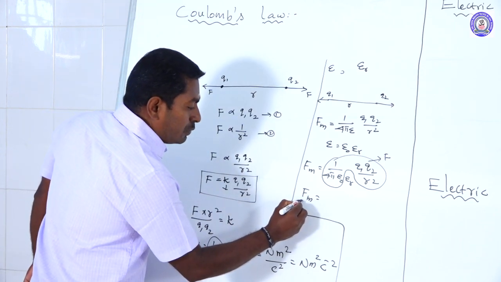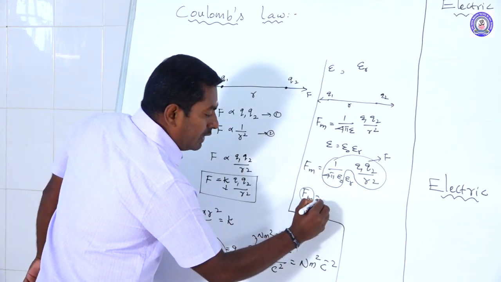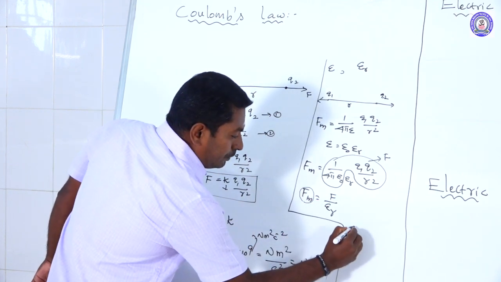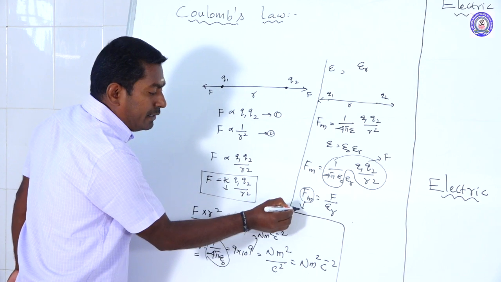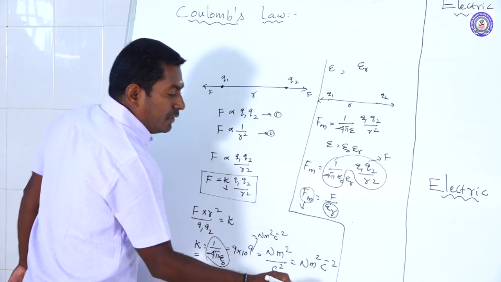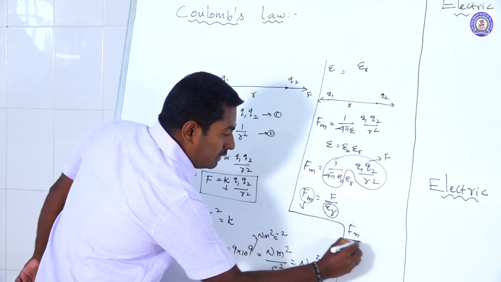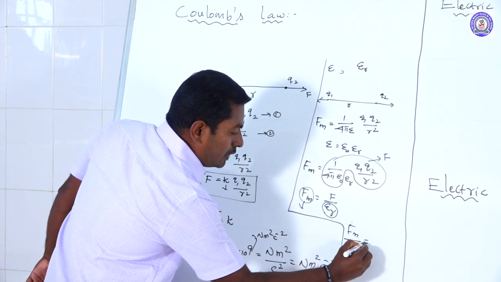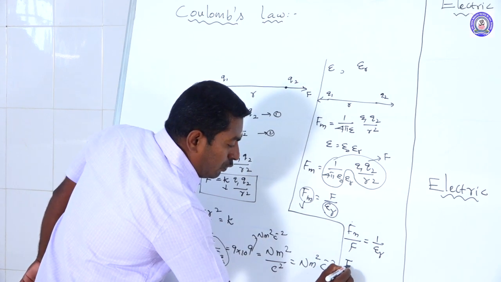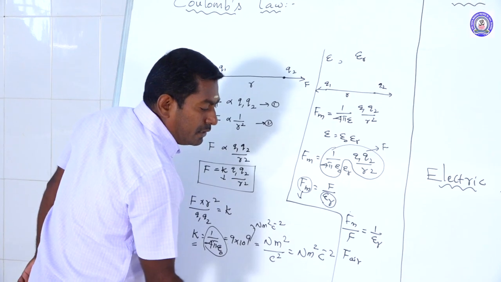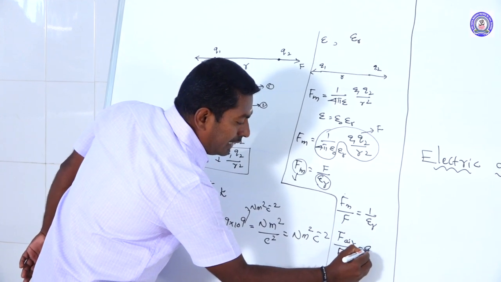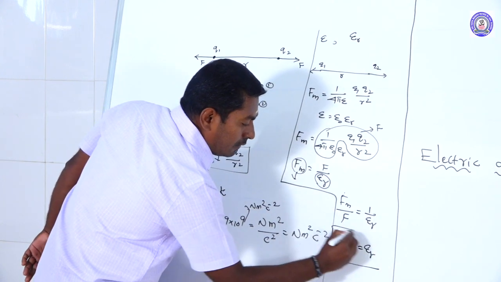Therefore, the force between the two point charges in the medium, F1, is equal to F divided by epsilon r. Then the force between the two point charges inside the medium decreases epsilon r times. Then F1 divided by F is equal to 1 divided by epsilon r. Taking the reciprocal, the force between the two point charges in the air medium divided by the force between the two point charges in the medium is equal to epsilon r.